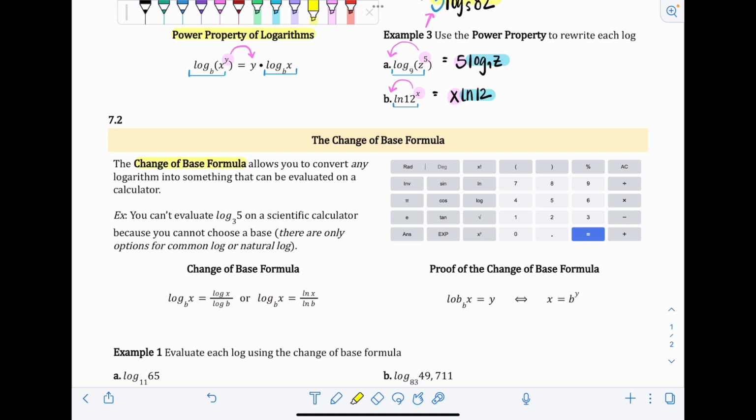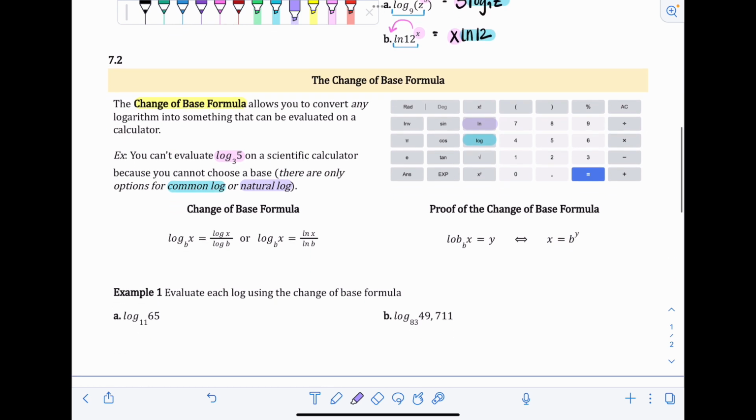So for example, you can't evaluate log base 305 on a scientific calculator, phone calculator, anything like that, because you can't choose a base. There's very few calculators out there where you actually can choose your own base. On most calculators, you'll only have the option for a common log, which is the regular LOG button, or they'll have an option for natural log, which is the LN. Most won't have a little section at the bottom right where you can type in the base that you want.